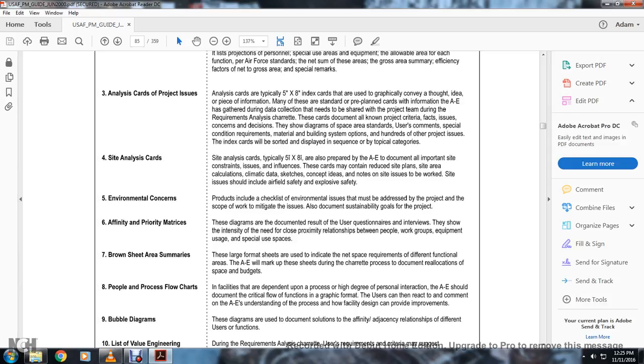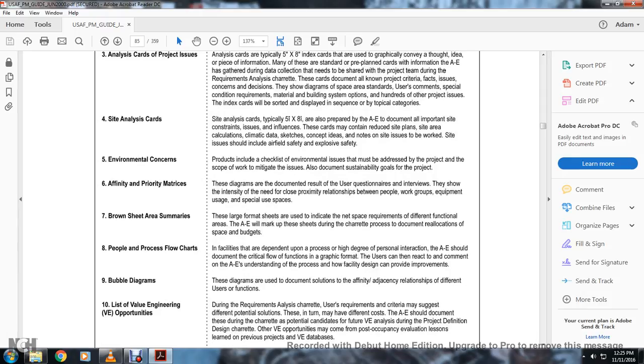The large format sheets included with the indicated net space of requirements, definition, and functional requirements that architectural engineering make with these stirrings, the chart, a process of documentation reallocation of the space of the budget, 8 people, the process flow of the charts. The facilities depend on the use of the project, high degree personal interaction. The architectural engineer should document the critical flow of the function of the graphic format.